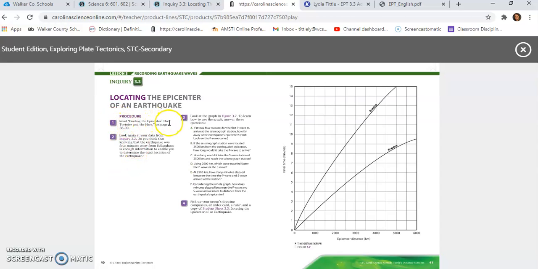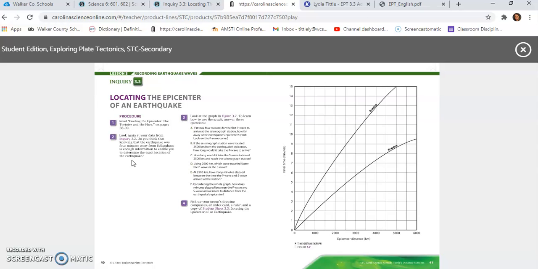We read Finding the Epicenter, the Tortoise and the Hare. And then step 2 says for us to look again at our data from Inquiry 3.2 that we did yesterday and think, do you think that knowing that the earthquake was 4 minutes away from Bellingham is enough information to enable you to determine the exact location of an earthquake? Well, just knowing that an earthquake is 4 minutes from a location is not enough information to determine the location of an earthquake. Seismologists would also need to know how fast the earthquake waves traveled so they could compute how far away the epicenter was.